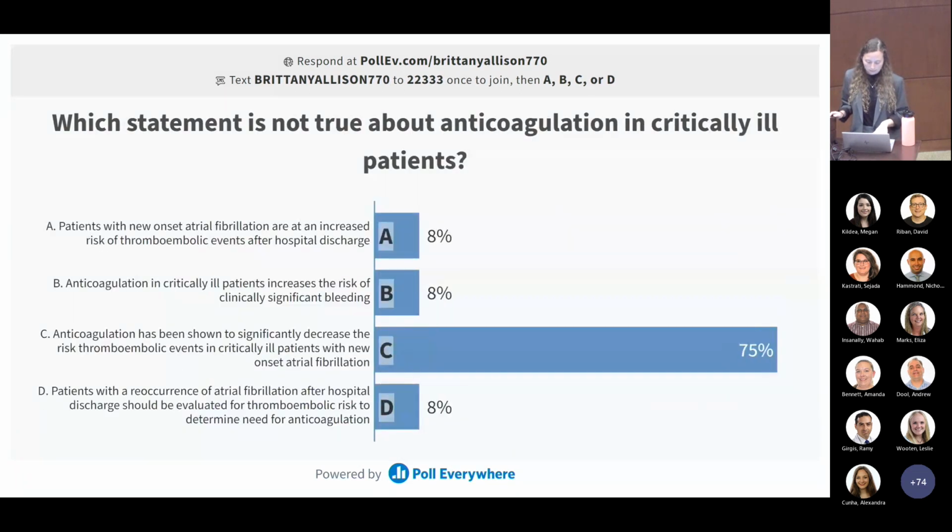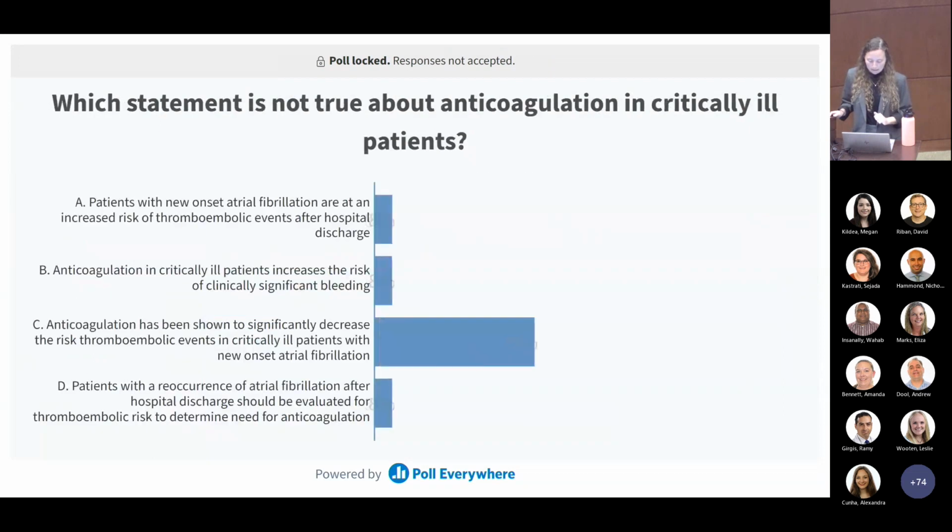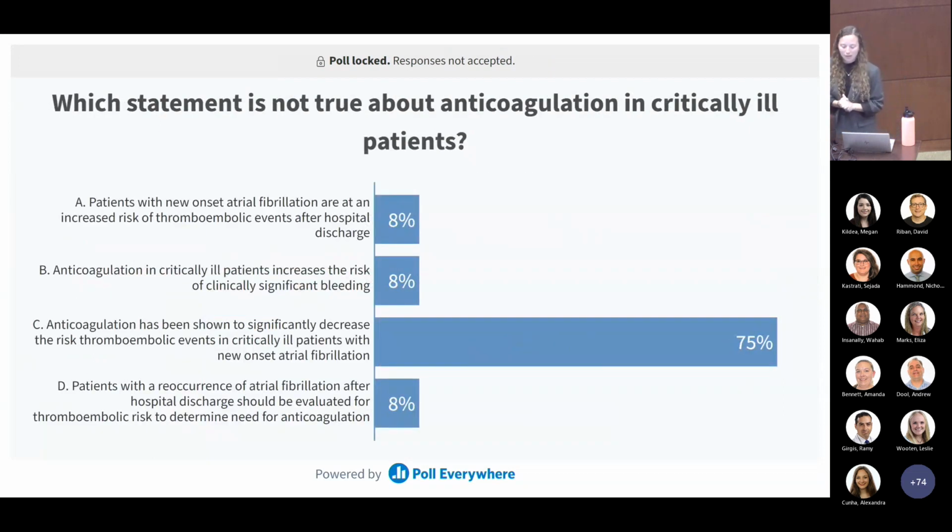So it looks like the majority of people got this right. C is not true because anticoagulation has not been shown to decrease the risk of thromboembolic events in our critically ill patients.